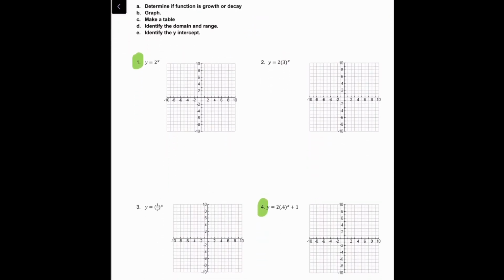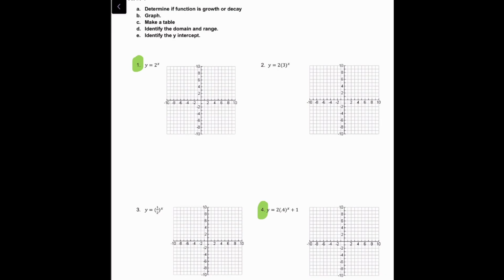Last part is graphing, and I wrote a couple parts I would like you to do for these. So the first one is determine first if the function is an exponential growth or a decay function. So we look at the b value. In this case, it's 2. 2 is bigger than 1, so we know this is an exponential growth function.